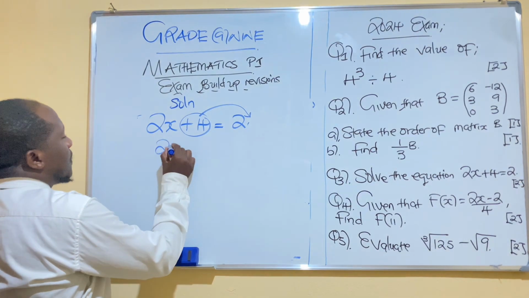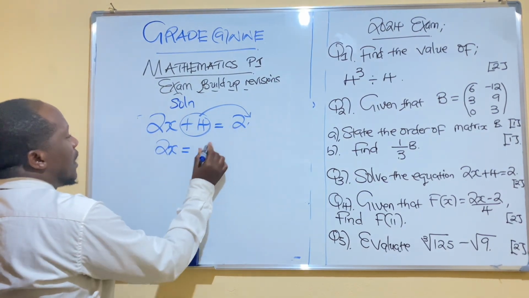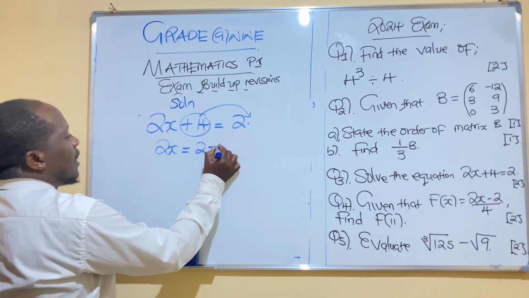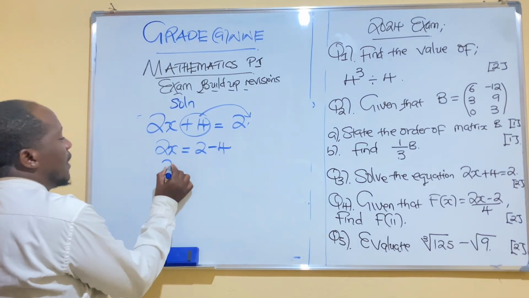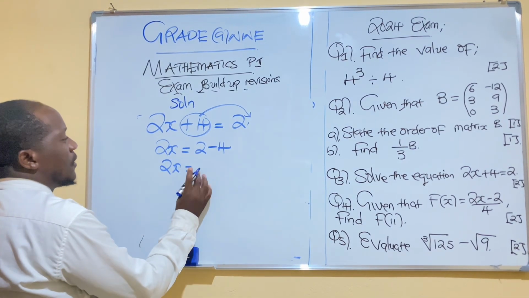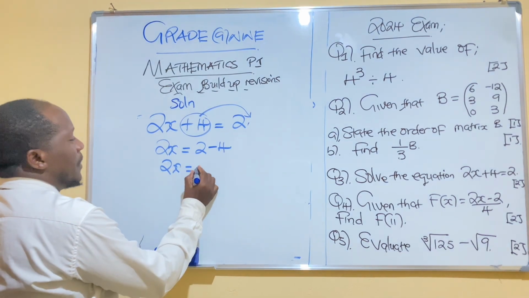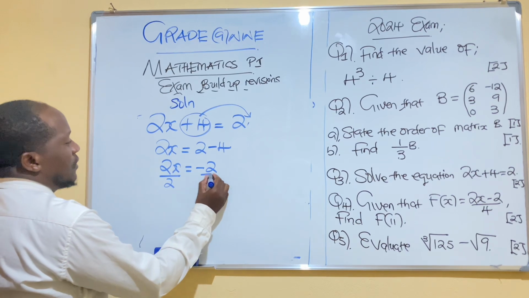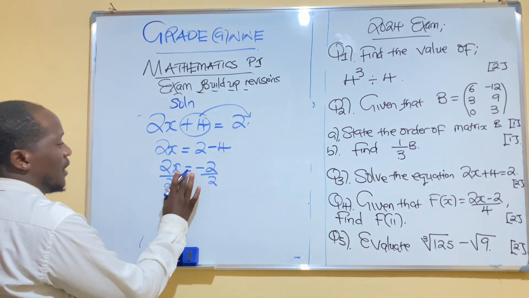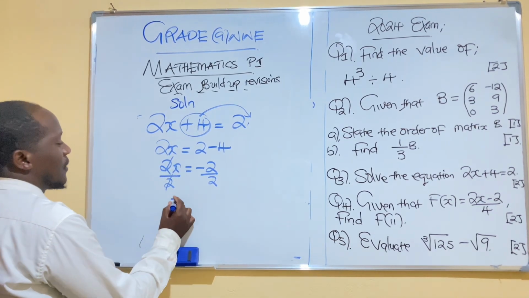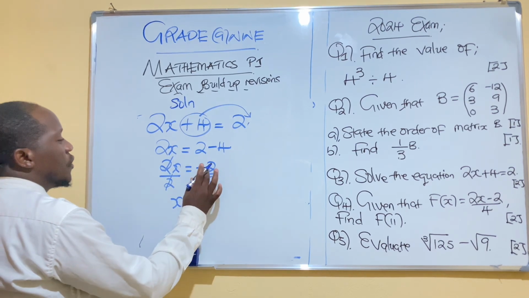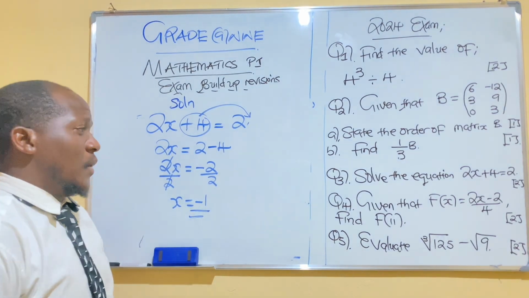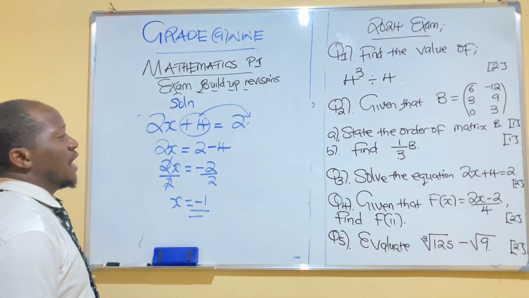So here we're going to say 2x equals 2, but when positive 4 crosses over the equal sign, it becomes negative. Then this is going to be 2x equals 2 minus 4. This one is going to be a negative 2. So divide by 2, you divide by 2 because of the equal sign. This 2 and that 2 cancel. So x equals negative 2 over 2. The answer is negative 1. So that is the correct answer for question 3.